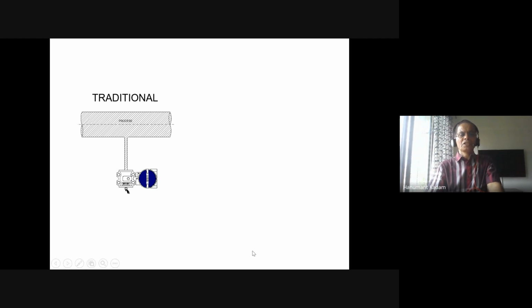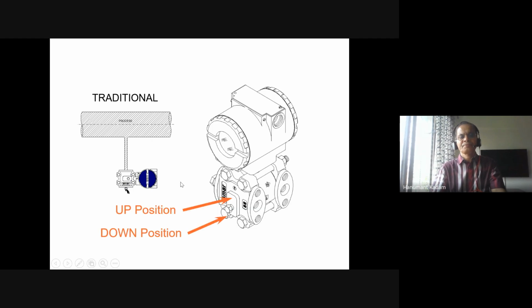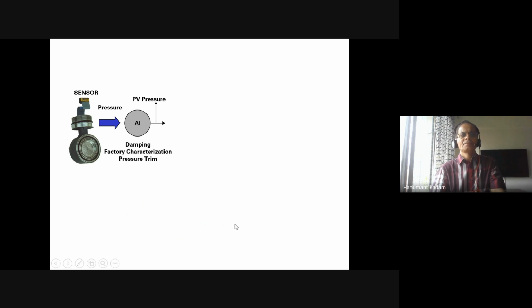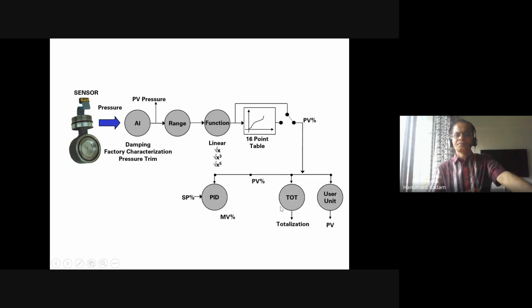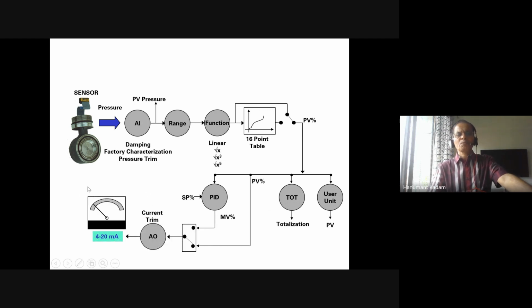So the transmitter is installed here in the process line, up position, down position, sensor pressure, AI, damping. These are the transmitter-related functions: damping factor, characterization, range function, PID, and all this. If you see here, the output is a 4 to 20 milliamp coming out of the transmitter. So these are the functions available in the loop in the transmitter.